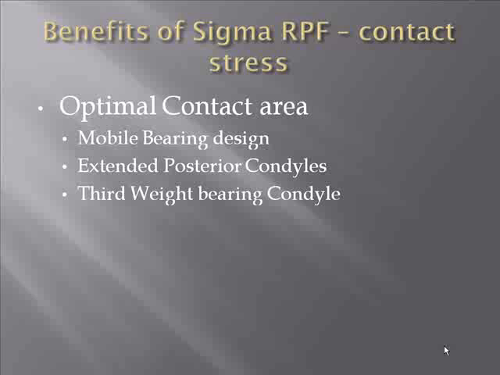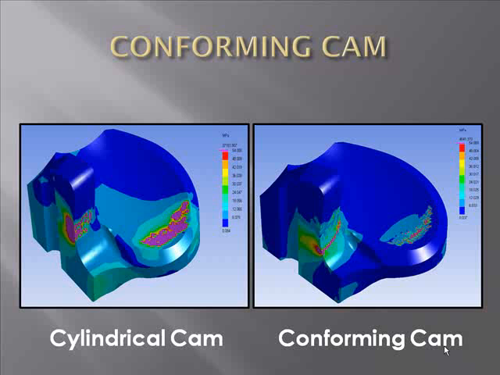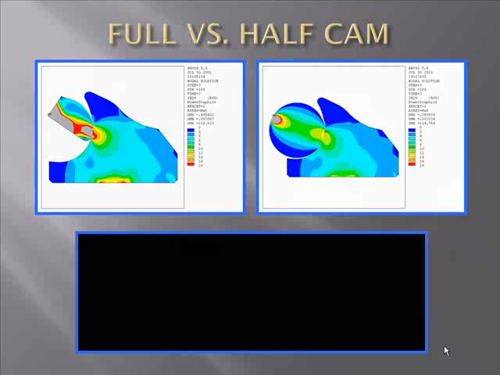Because the third challenge in PS design knees is that in deep flexion you get excessive spine wear, and this has been well recognized historically. If you have a conforming cam, then your contact stresses are going to be lowered. And this just shows a picture of a full cam versus a half cam, and you'll see that the peak stresses are much lower in a full cam. The RPF then has a conforming cam and spine.